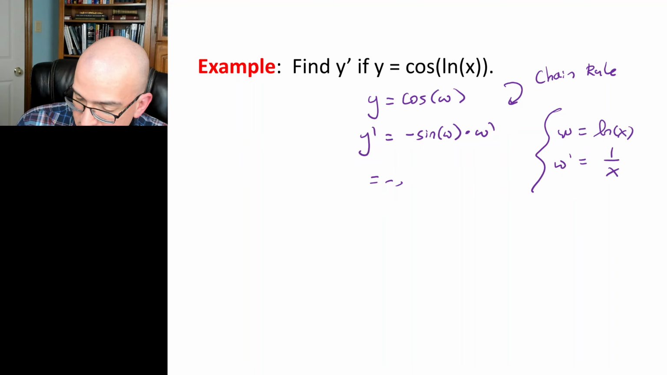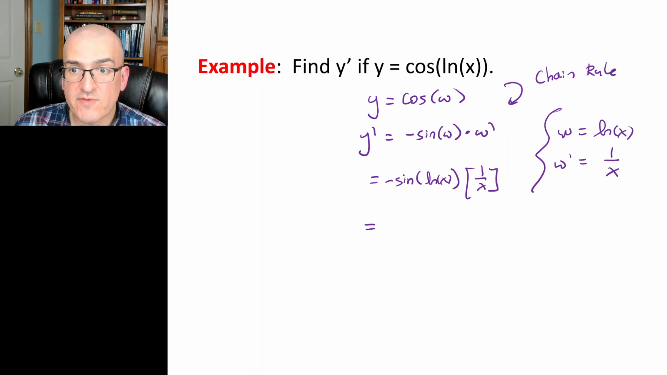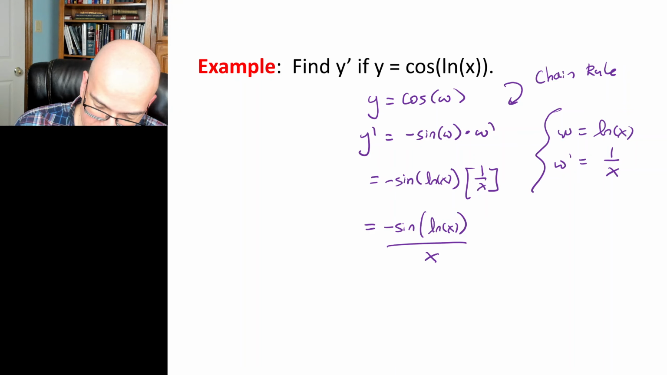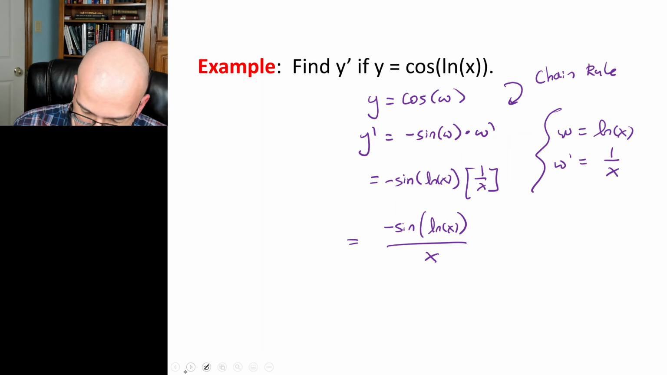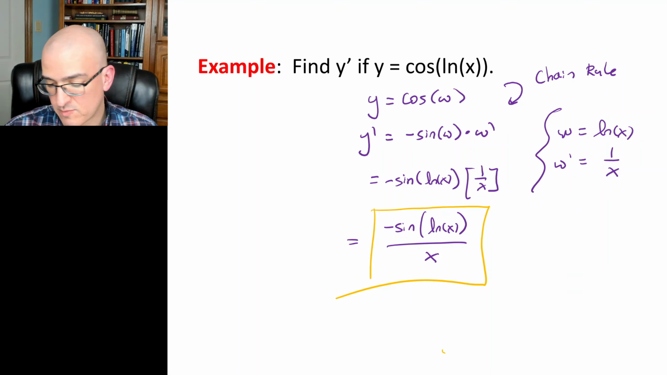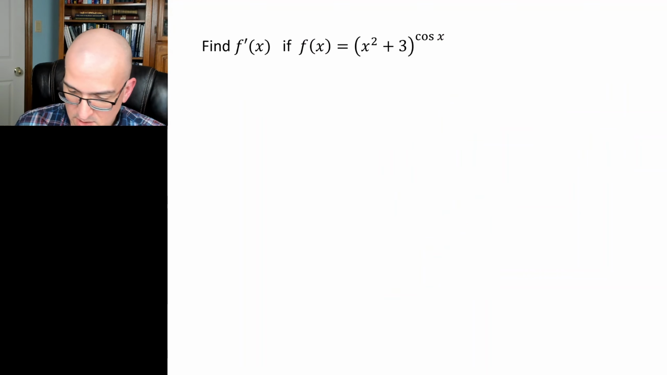So we have negative sine of ln of x multiplied by 1 over x, which we can simplify to clarify what's going on. It's negative sine of the ln of x all over x. That would be our simplified answer. Let's say multiplying something by a half is the same as dividing it by 2. Multiplying something by 1 over x is the same as dividing it by x. All right.